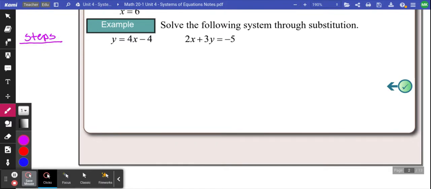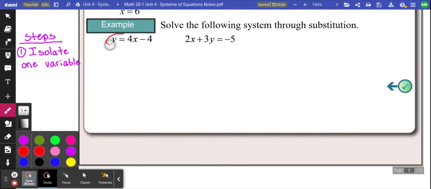Okay. The first step that you want to do is you want to isolate one variable. If you want to write that in your own words, what that means is in one of your equations, get one of your letters by itself. If you look, this equation has one letter isolated. It's y equals, right? So that already completes step 1 for me.